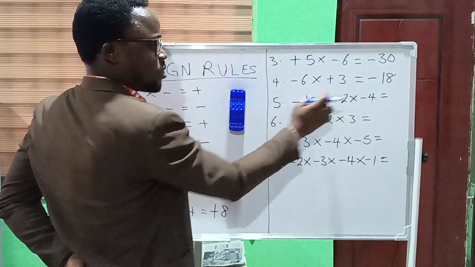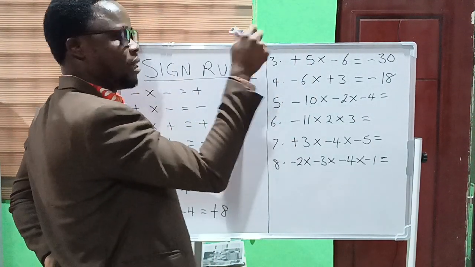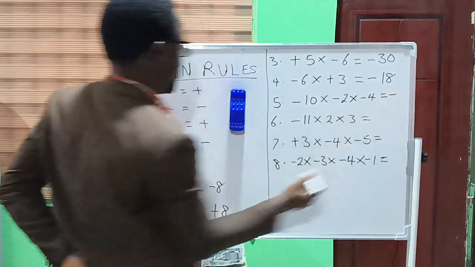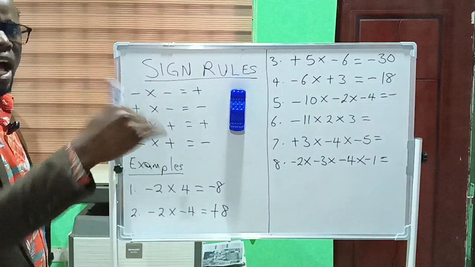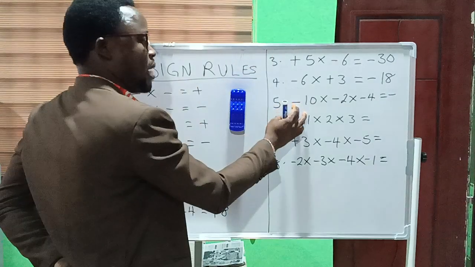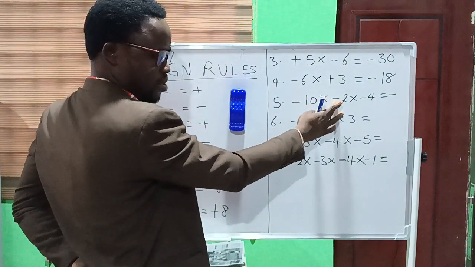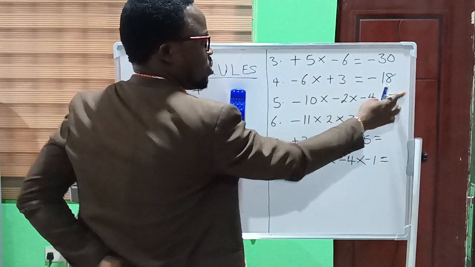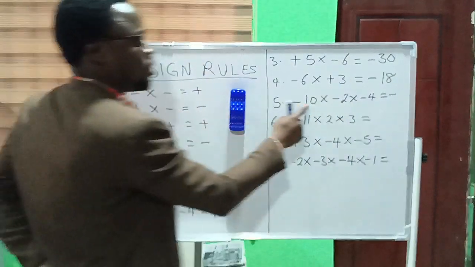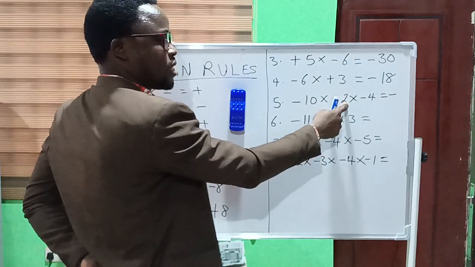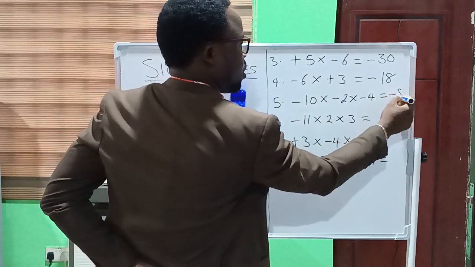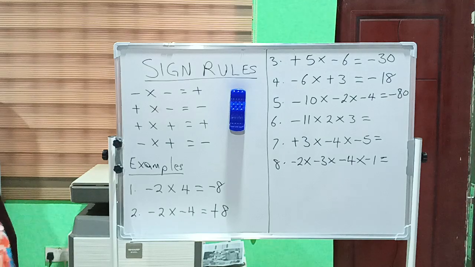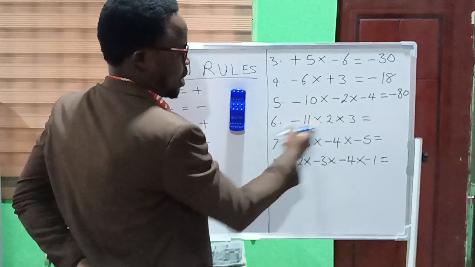The next one, minus times minus, remember, is what? Plus. So minus times minus is plus. Now that plus times the next minus is what? Minus. So it doesn't matter how many you have. Just take it one by one. Minus times minus is plus. Now that plus times minus. Remember, plus times minus is what? Minus. Plus times minus is minus. Now 10 times 2 is 20. 20 times 4 is what? 80. What is the answer? Minus 80.